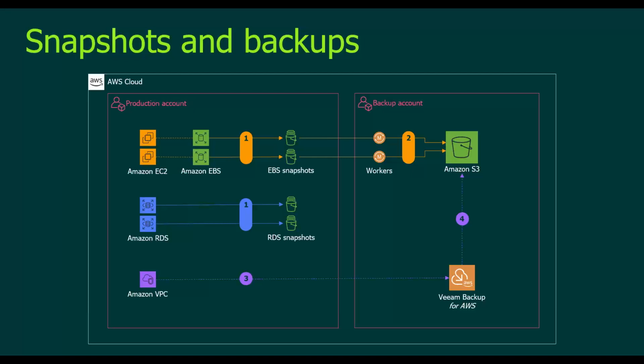For VPC backups, the VPC backups at first get stored into the Veeam Backup for AWS appliance in the database that's located on that system, and we can make a copy to S3. That's why the 3 and the 4 are in the picture here.